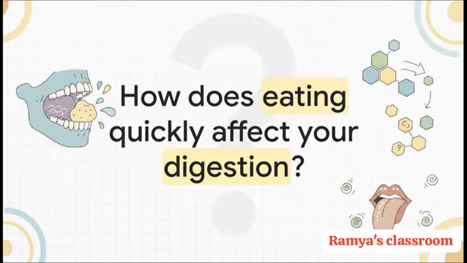Which leaves us with something pretty fascinating to think about for our own daily lives. If chewing is the mechanical process that mixes your food with this incredible salivary amylase, how does eating way too quickly and not chewing your food enough affect your body's ability to digest carbohydrates? Seriously, the next time you grab a quick bite, remember the literal chemistry happening right on your tongue.